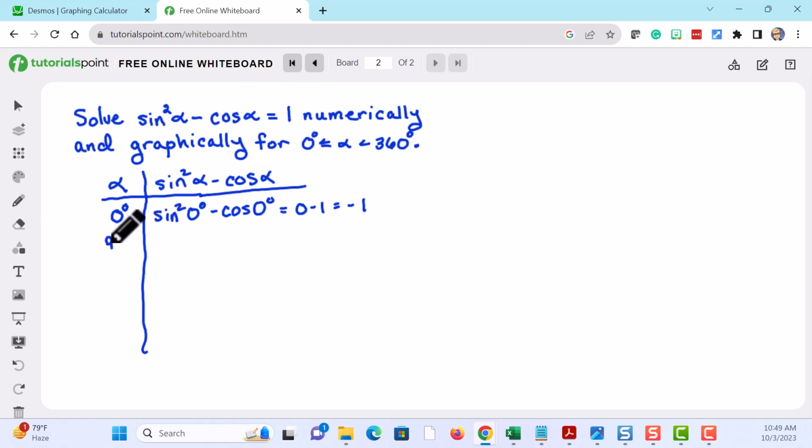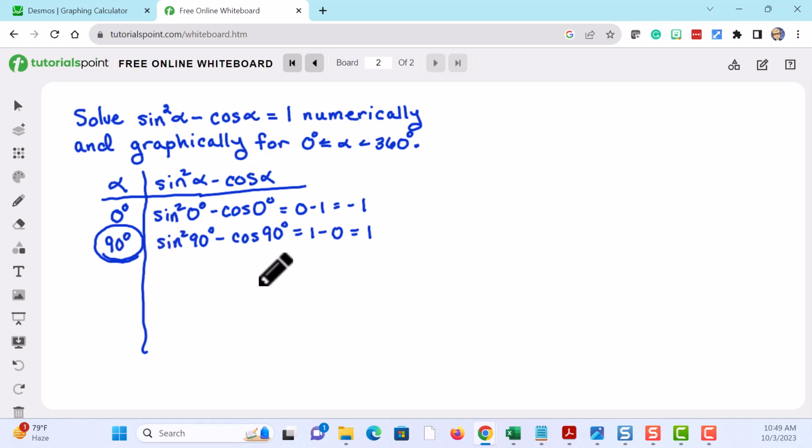Maybe next we would try 90 degrees. What is sine squared of 90 degrees minus the cosine of 90 degrees? Well, the sine of 90 degrees is 1, and 1 squared is 1. And cosine of 90 degrees is 0, and 1 minus 0 is 1. So that tells us that 90 degrees is one of our solutions.